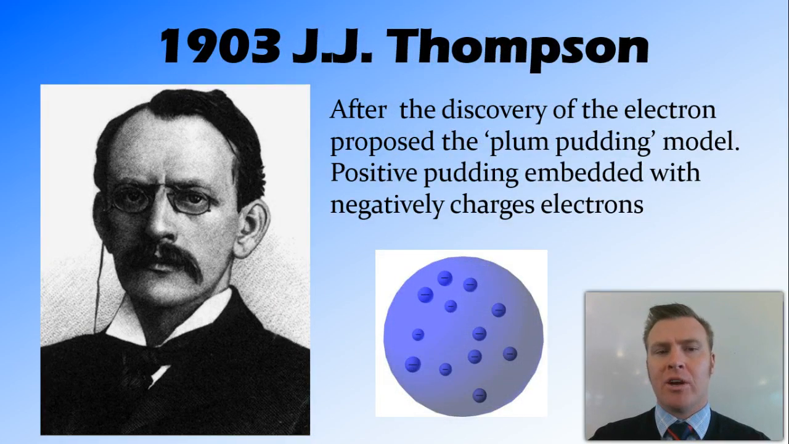In 1903, J.J. Thompson was the first person to actually change the model, and he came up with what we refer to as the plum pudding model. Now, the reason that it needed to be changed is because they discovered electrons, and they didn't know where the electrons fitted into the model. So the plum pudding model is that there is a positive ball, or a positive pudding, with negatively charged electrons floating around in it. So they're just distributed randomly throughout the atom.